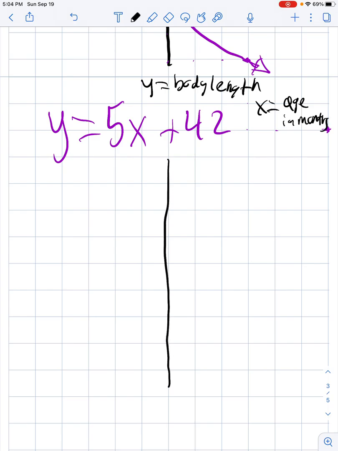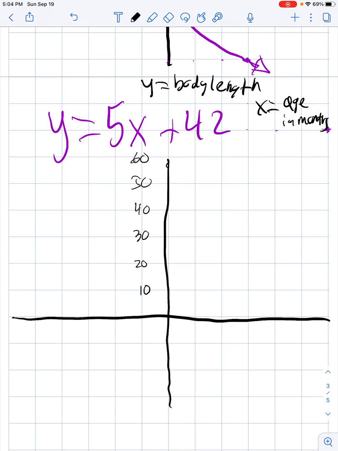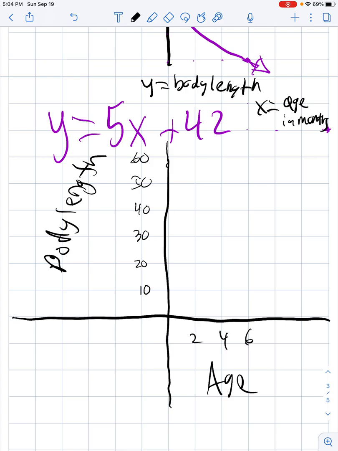So if I start with my x-axis and y-axis here, I'm going to start by graphing the equation. Let's count by tens: 10, 20, 30, 40, 50, 60, and so on. Then I'm going to count by twos for the months. So this is body length, and my x-axis is age. So 2, 4, 6, 8, 10, age in months.